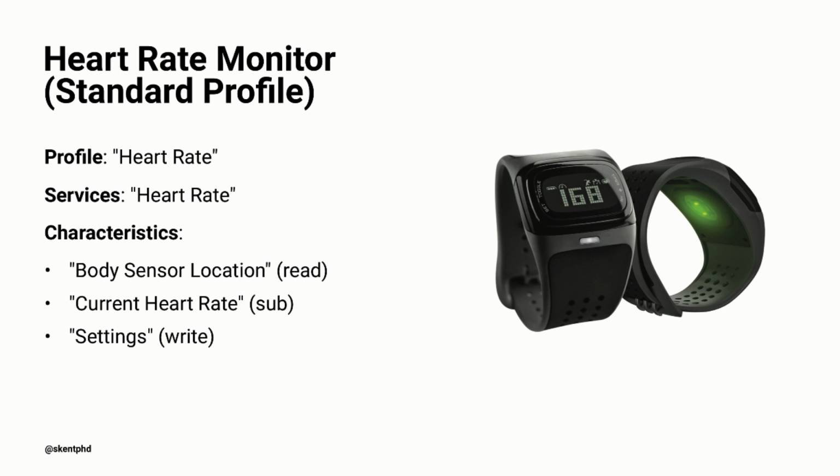It will have a body sensor location characteristic that you can use to read where on the user's body this is placed. There will be a current heart rate characteristic which you can subscribe to, which will feed you information about the user's current heart rate. And there is a settings characteristic that you can use to control the settings on the heart rate monitor. So you might want to change something like the frequency with which you poll updates.